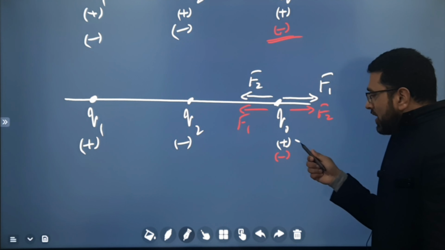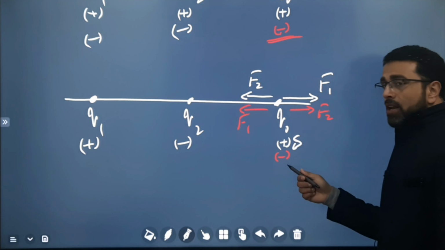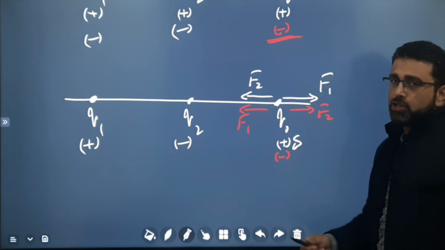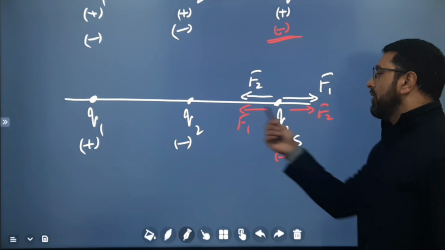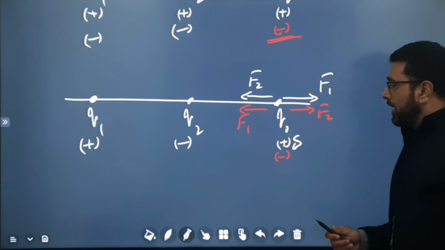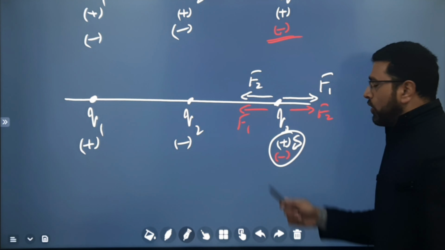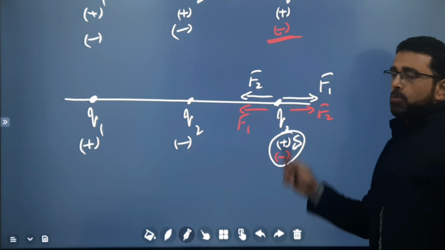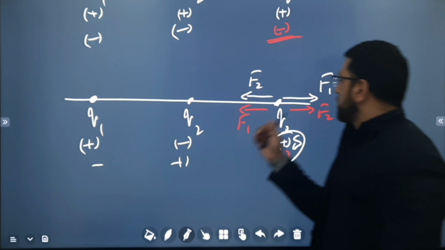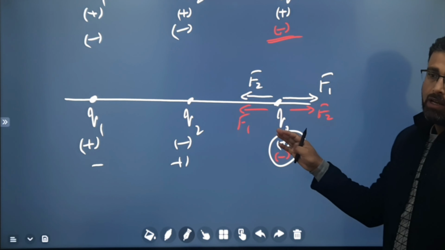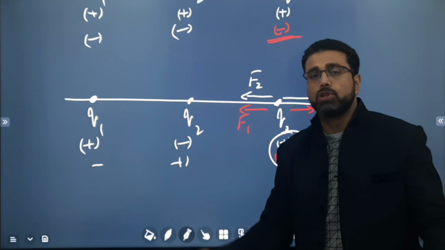So whatever the sign of Q0, positive or negative, the two forces are going to be in opposite directions. F1 is rightward, F2 is leftward, or F1 is leftward, F2 is rightward. So it doesn't matter what the sign of Q0 is. The two forces are in opposite directions. Again, if this is negative and this is positive, then the forces will again swap.